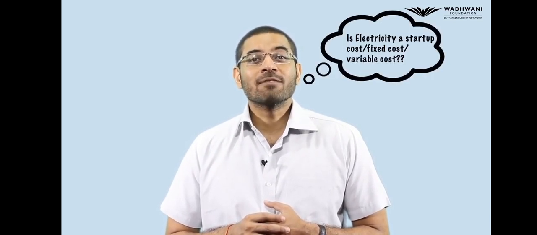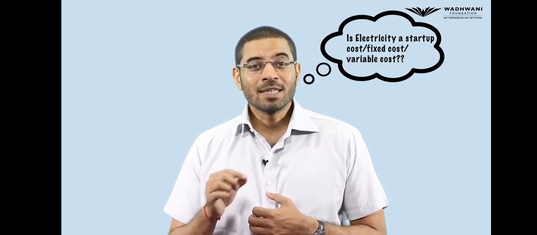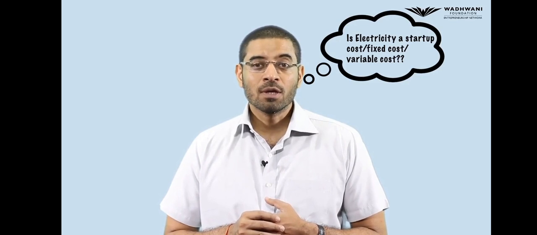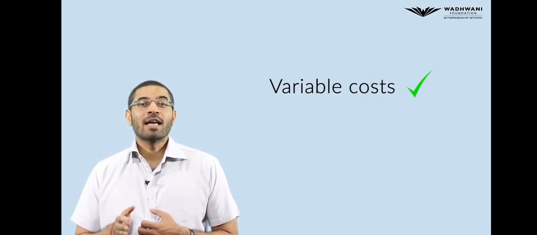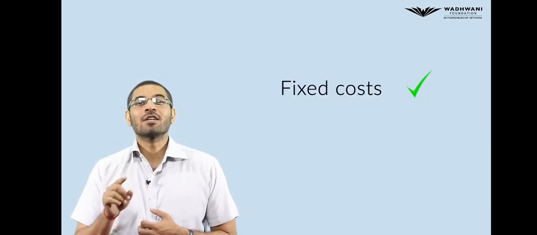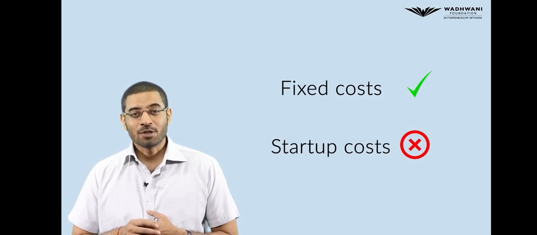You might wonder if electricity could be classified as a variable cost since it is depending on the number of units of smoothie produced. However, it is easier to think of costs such as electricity as fixed costs for the purposes of this exercise. For an entrepreneur, it is always better to have variable costs rather than fixed or startup costs. And it is better to have fixed costs rather than startup costs.